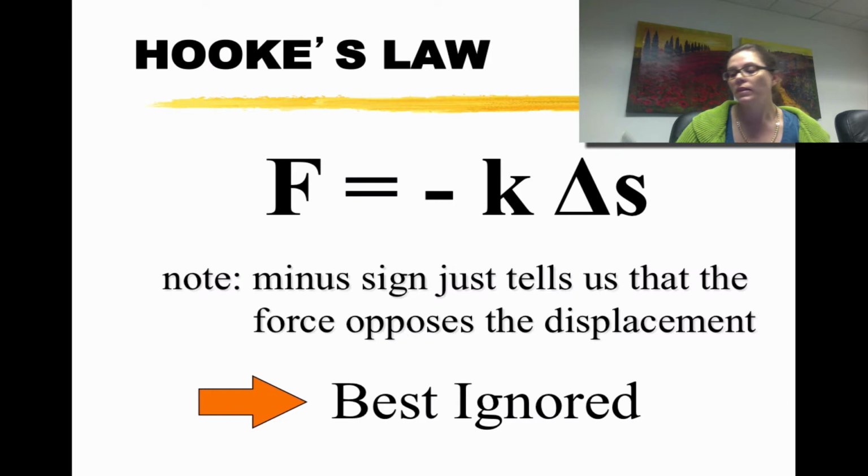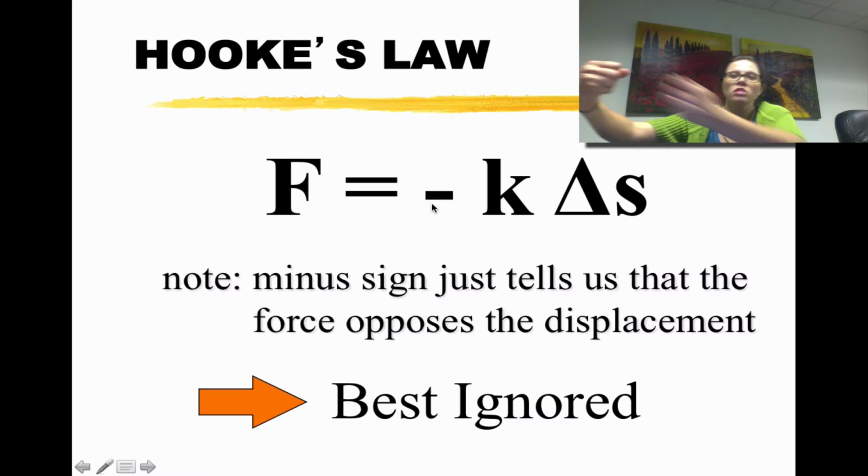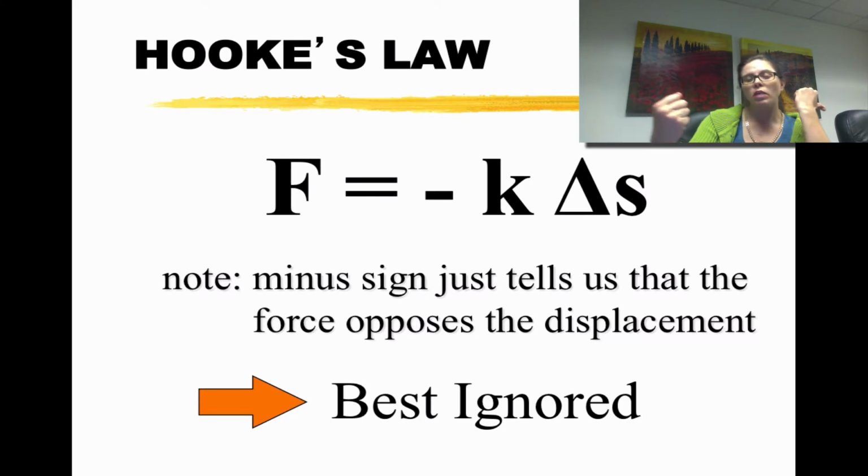Now, to be completely correct and appropriate, Hooke's law has this negative in here, which means that if we stretch the spring out, the force of the spring is going to go in the opposite direction. It's going to want to pull the box or object back in. And if we compress the spring in, the spring is going to want to push the object out. So that's why the negative is there. The negative is to be completely correct within our system, within our equation. But it's best if you ignore it.